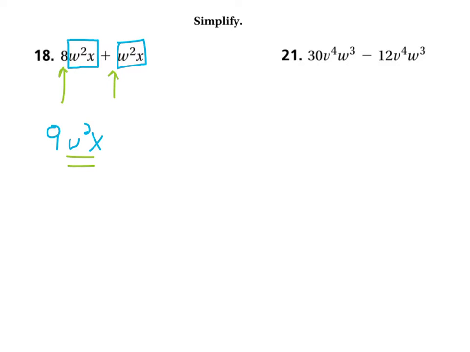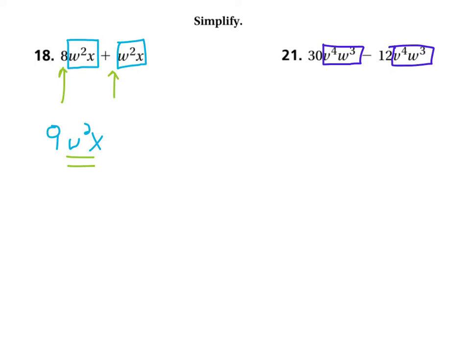Yeah? So let's keep going. For this one, 30 v to the 4th w cubed minus 12 v to the 4th w cubed. What is the thing? The term is v to the 4th w cubed. And there you see we've got like terms. We've got v to the 4th w cubed there, and on the right-hand side, more v to the 4th w cubed. Or I don't know if I should say more, it's kind of less because we're subtracting.